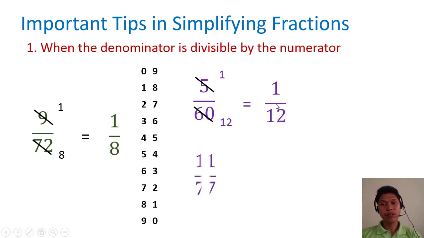Okay? Another is 11/77. Ang 77 is divisible by 11 because you skip count by 11. 11, 22, 33, 44, 55, 66, 77. And the answer is 7. Therefore, this 11 becomes 1 and this becomes 7. So the answer is 1/7. Yan ang mga examples in applying this tip number 1. Okay, I hope that you got it.